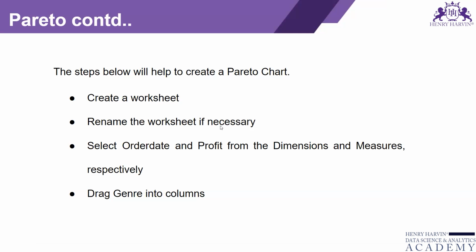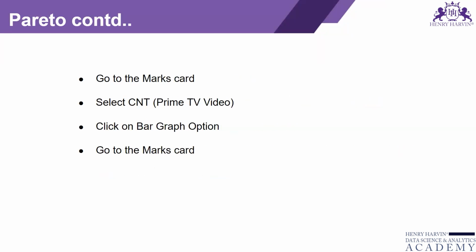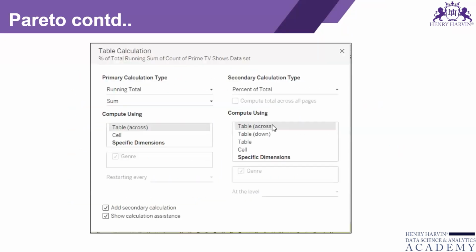Now, what are the values? They are taking order date and profit from the dimensions and measures column respectively, and dragging genre into column. So they are taking something called genres. We don't have something called genres, so we'll skip that part. Okay, so I'll create a Pareto chart.